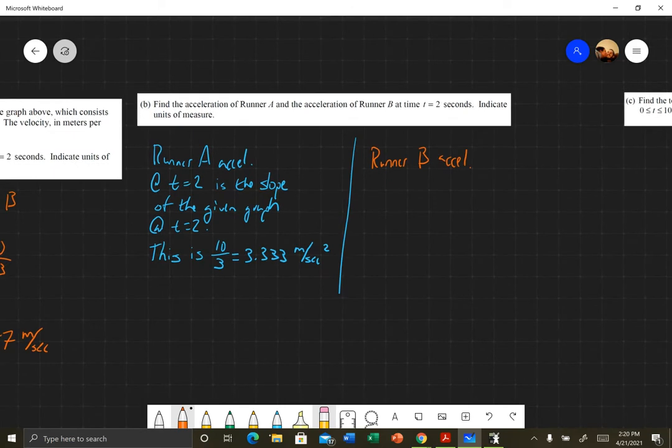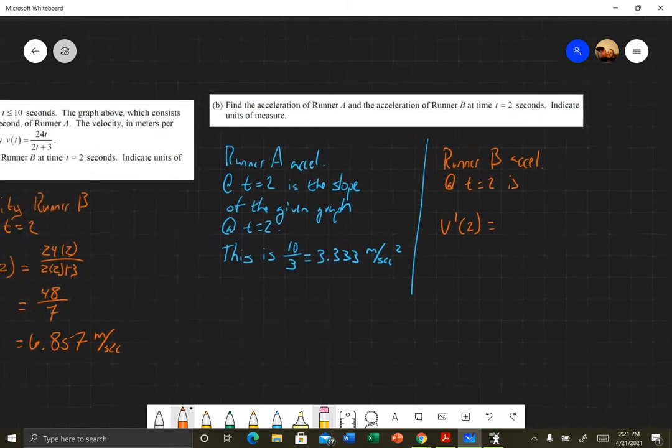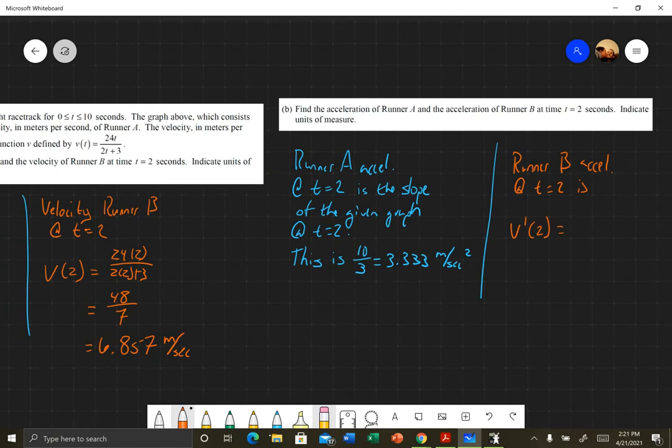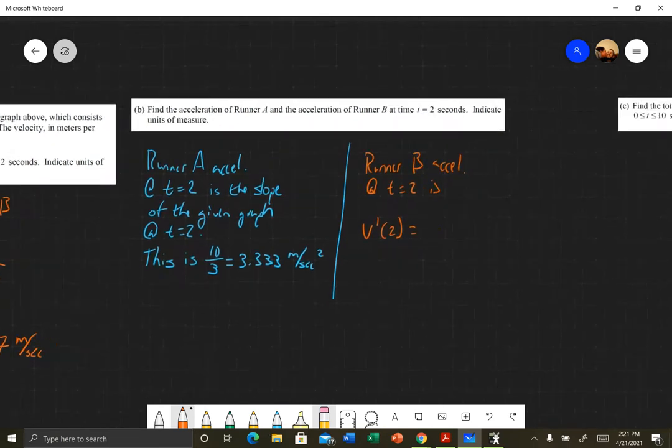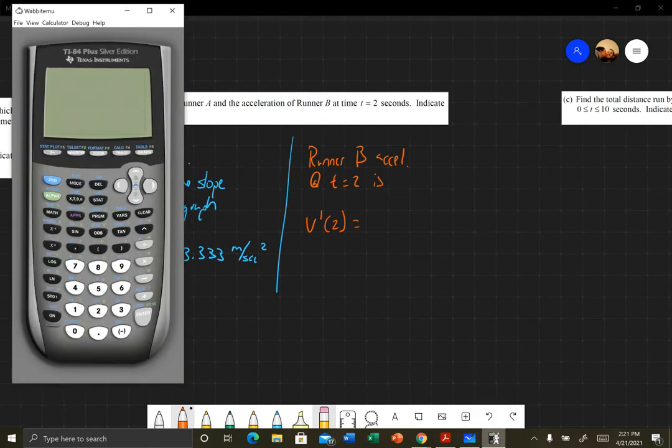So runner B's acceleration at time t equals 2 is, now we have to be careful about how we label things. We cannot say A of 2. We have to say V prime of 2. Okay, they gave us a formula for V of t, but we have to make sure that we're using the proper notation on this. They never said A of t, and so we can't use that kind of notation when we're going to define this. So V prime of 2 is going to equal the derivative of this formula right here, V of t equals 24t over 2t plus 3. Now, what I'm going to do is use a calculator to figure this out. So let me pull up my calculator.